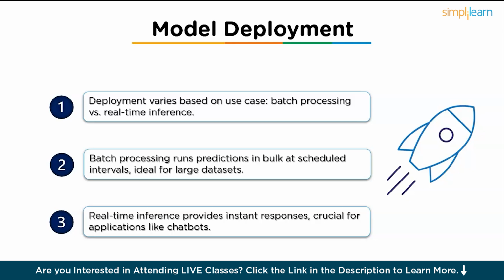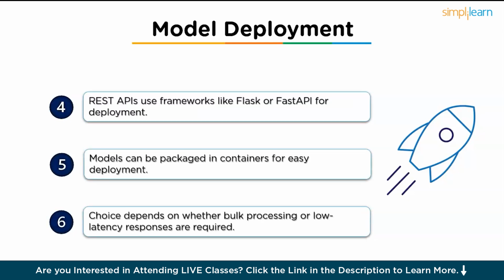But if you need real-time predictions, like in a chatbot that answers coding questions, you will want to deploy the model as a REST API. This way, when a user asks something, the request goes to the model, gets processed, and a response is sent back instantly. It's all about low latency and quick responses. To set up a REST API, you can use Flask or FastAPI to wrap your model and then package it in a container for easy deployment. Whether you go with batch processing or a REST API depends on your needs, which means bulk predictions versus instant responses.